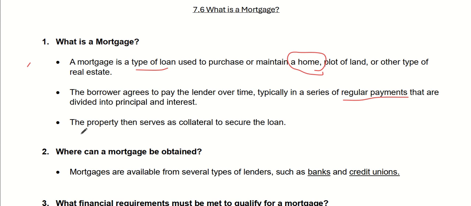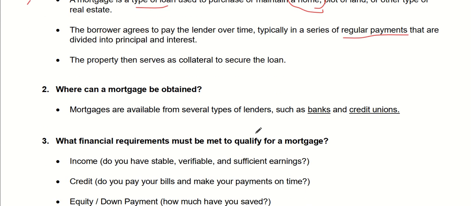So the property then serves as collateral to secure the loan. So if you, for example, default on your payments, you're unable to make a payment, then they basically take your property and all the money that you've put in thus far. So you actually lose a lot if you're unable to make that payment.